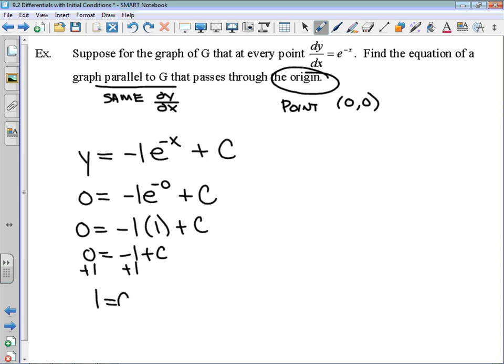And then I can say that my final solution is that y is equal to, oops, I forgot the negative, not a good start today. We're going to have negative e to the negative x plus 1.